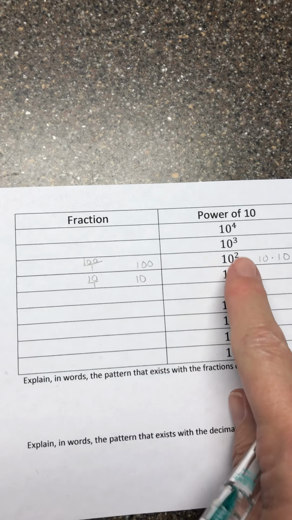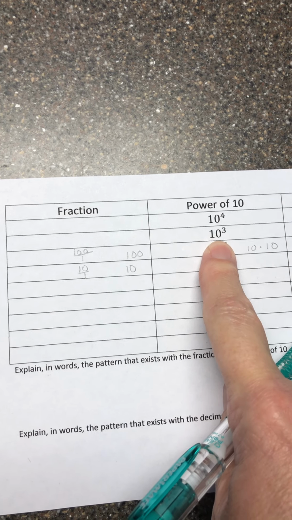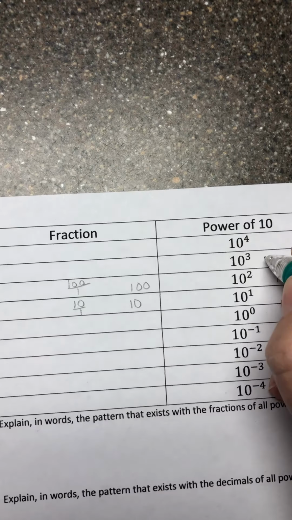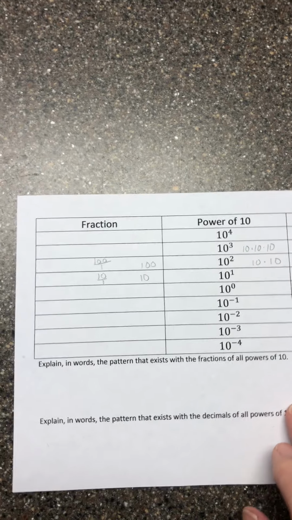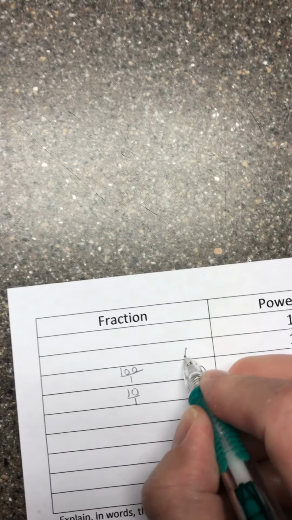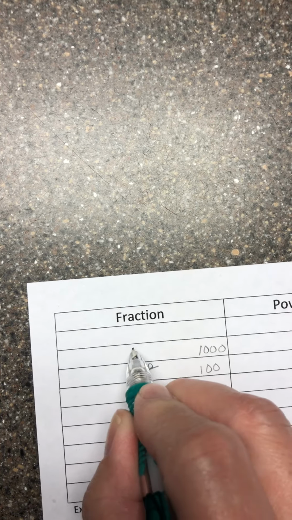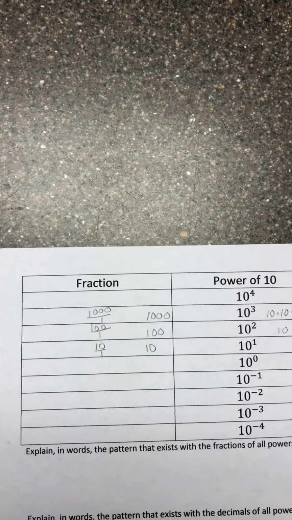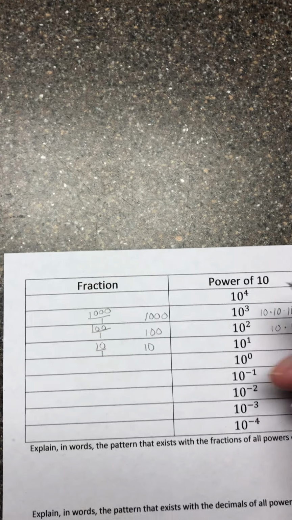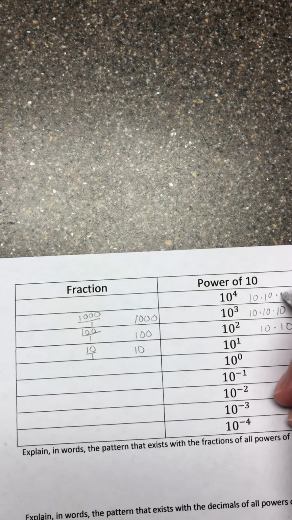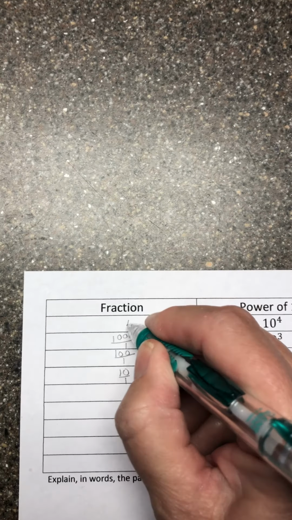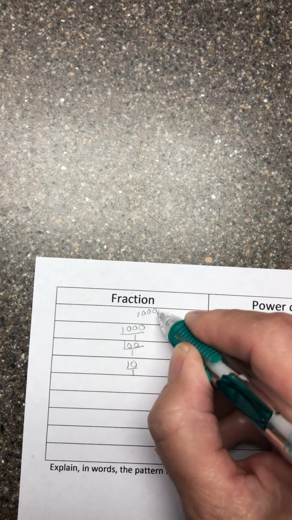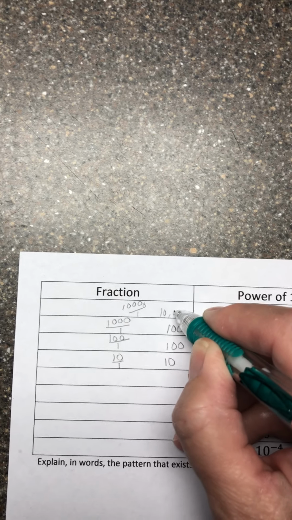So now let's look up here at the 10 cubed. So that's 10 times 10 times 10. And what is that? That's right, it's 1,000. But we have to write it as a fraction, and we're going to make that our numerator, and our 1 is going to be our denominator. Now look at 10 to the fourth. That's 10 times 10 times 10 times 10. So it's 10,000 over 1, or 10,000.